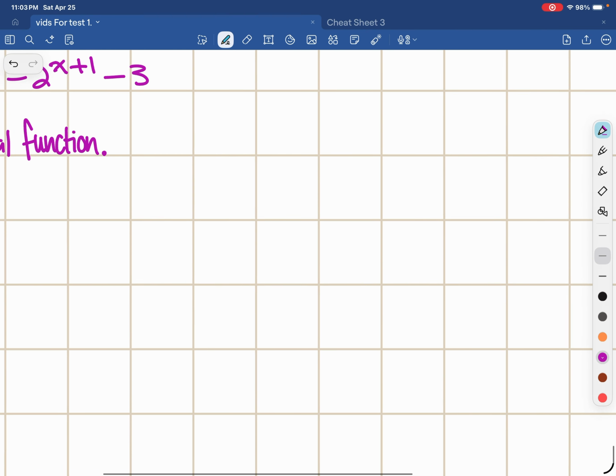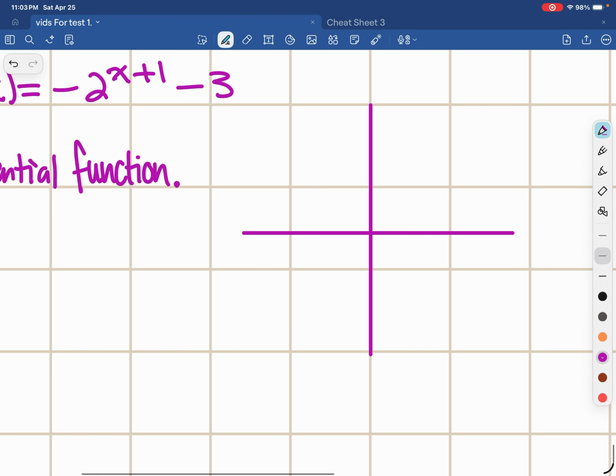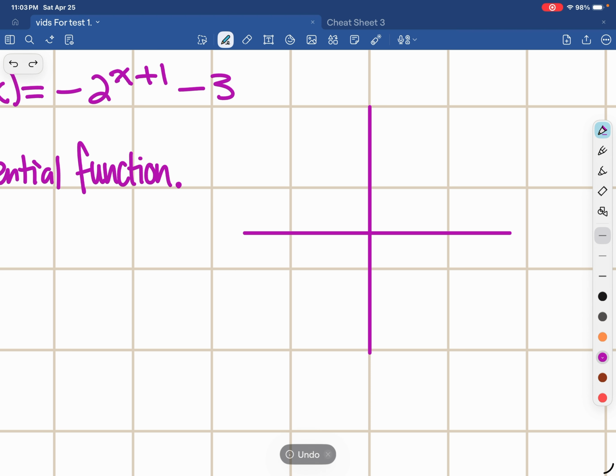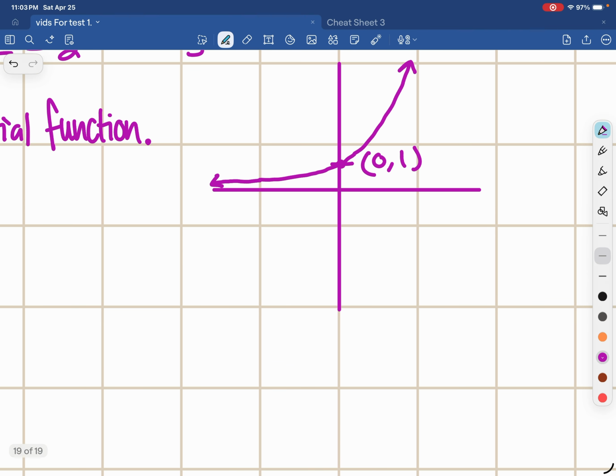So if we were to draw just a mock-up, doesn't have to be super crazy, of what our graph would look like, right? Here's our x-axis. We have our graph forever approaching this line here, and we'll talk about that in a second. And we're going to hit through 1, and it's going to shoot straight up, exponential growth, right? And we know this point is 0, 1. We know that there's an asymptote here as well.